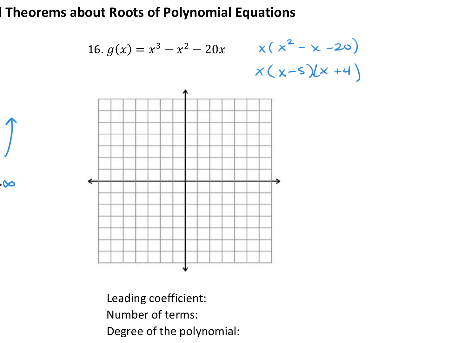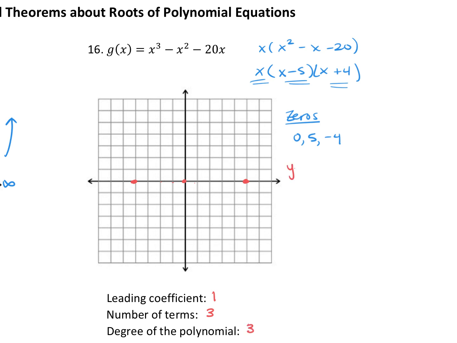Now that we see factored form, we're going to set each factor equal to 0. So the zeros of our function will be at 0, +5, and -4. So let's go ahead and plot those. We've got 0, 1, 2, 3, 4, +5, and 1, 2, 3, 4, -4. All right, leading coefficient comes from our leading term right here. The coefficient of that term is 1. Number of terms, we can see that there are 3 of them, and the degree of the polynomial is 3.